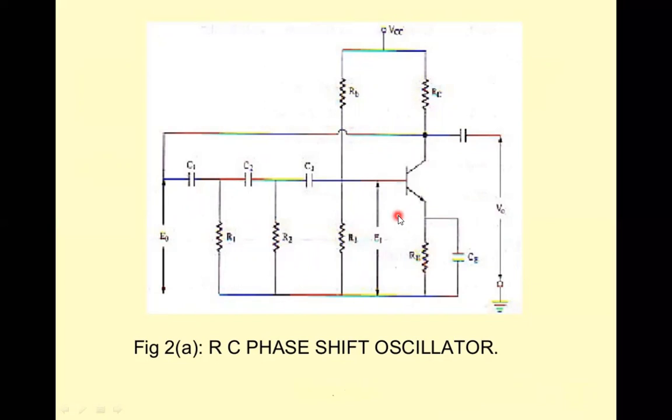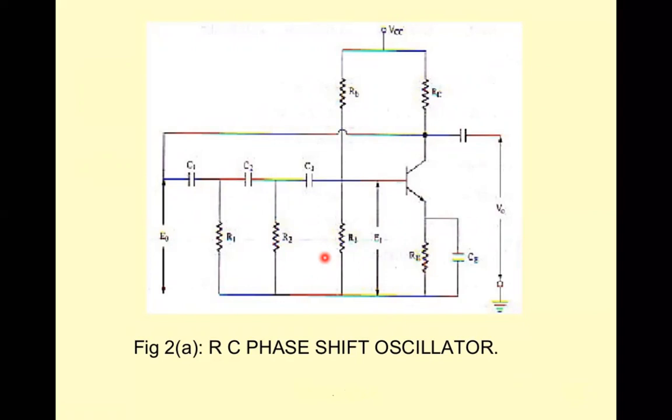Here the feedback factor is E1 by E0. And the feedback factor beta should be equal to 1 by 29, which has a very important significance. The beta should be equal to 1 upon 29. For self-starting the oscillation, we must have A beta greater than 1. It means that the gain of the amplifier must be greater than 29. Only then the oscillation can start.